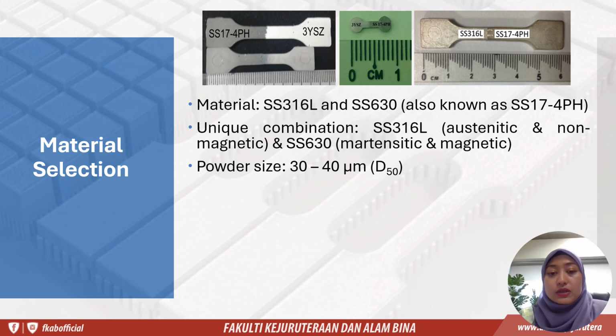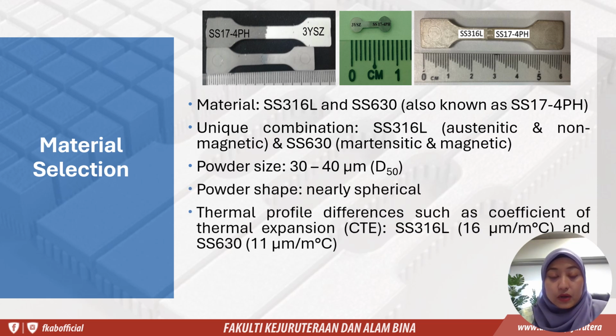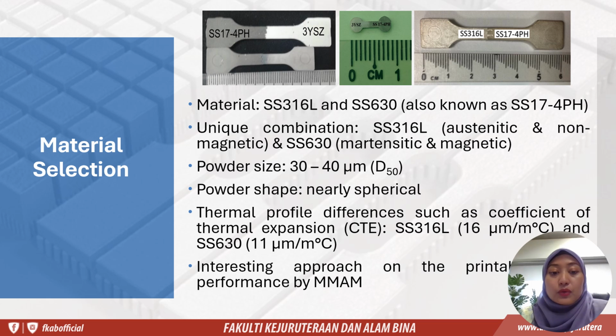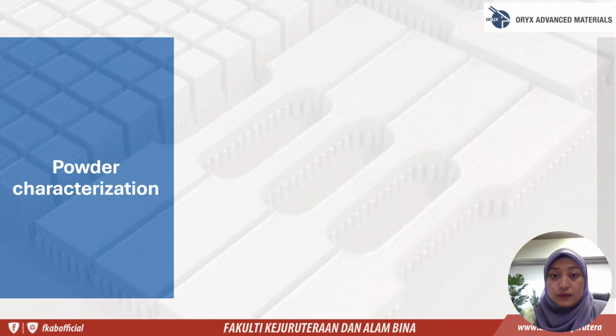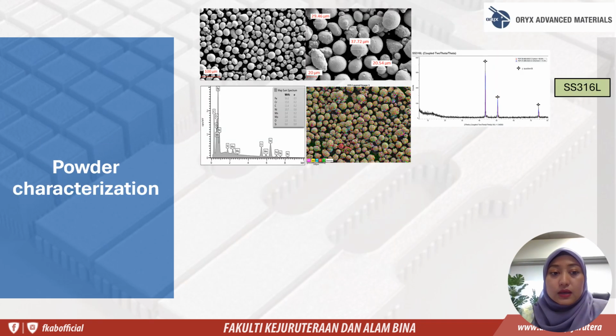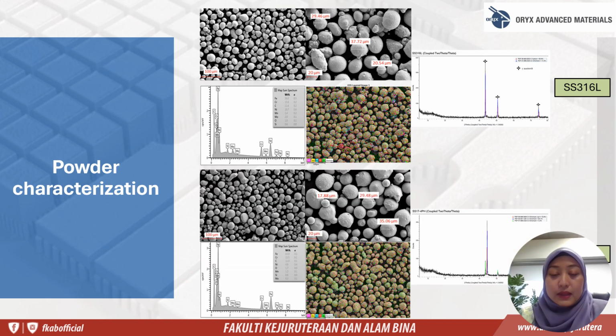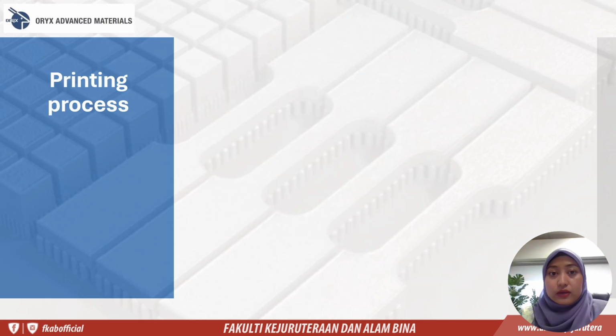The powder size ranges between 30 to 40 micron, and the powder particles are nearly spherical in shape. They have thermal profile differences, such as a CTE, coefficient of thermal expansion, of 16 and 11. So it will be an interesting approach to study printability using LPBF, which is MMAM, since we have achieved a good result from powder injection molding. These are the powder characteristics of both metals, 316L and 17-4PH, also known as 630.